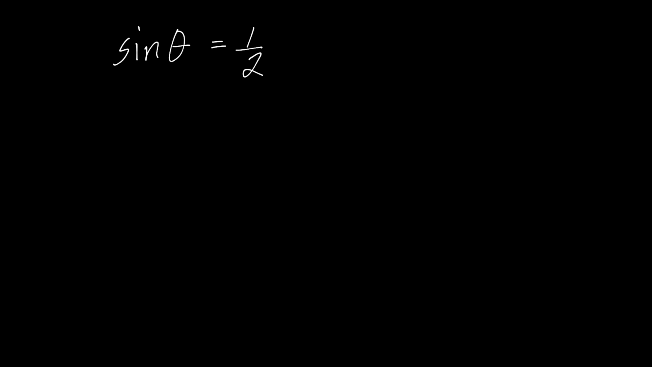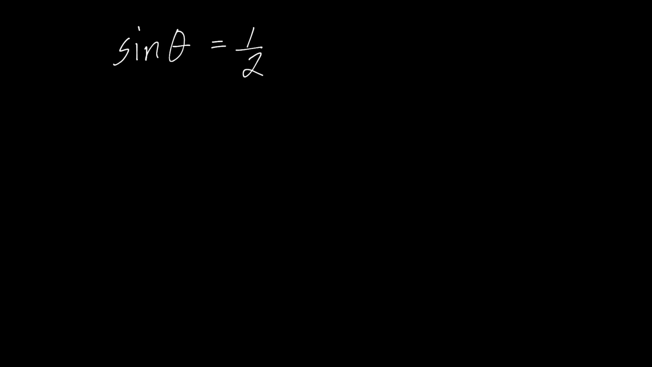Solving any trigonometric equation always involves reducing it to the most basic form. First, let's look at one of the most basic equations you could solve, for instance, the sine of theta is equal to 1/2. In order to solve this, we're solving for theta.